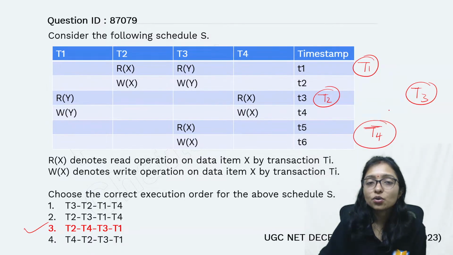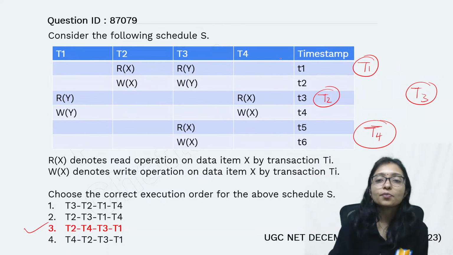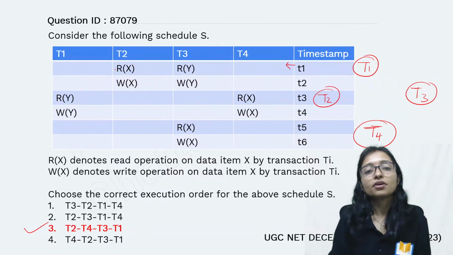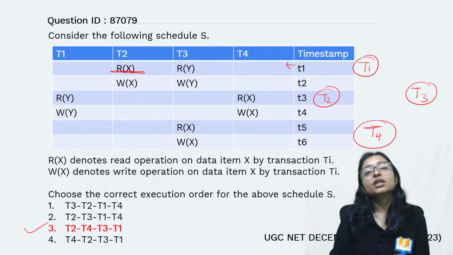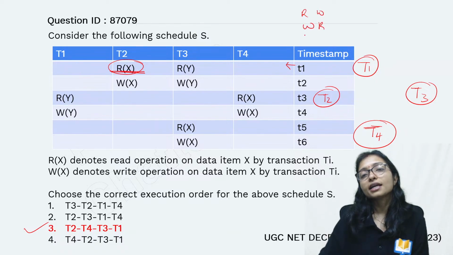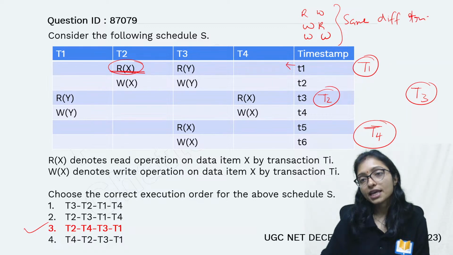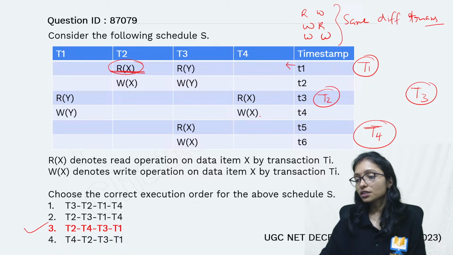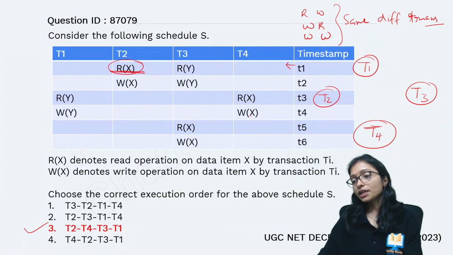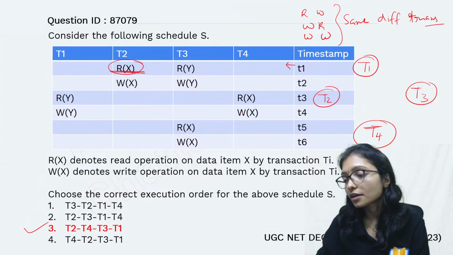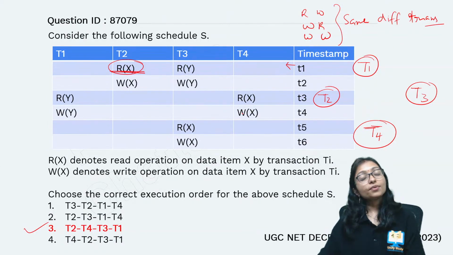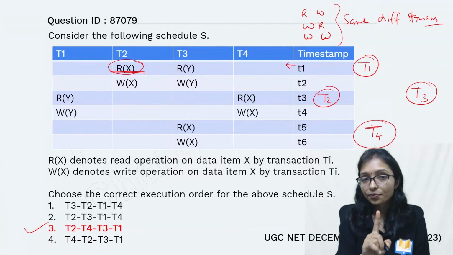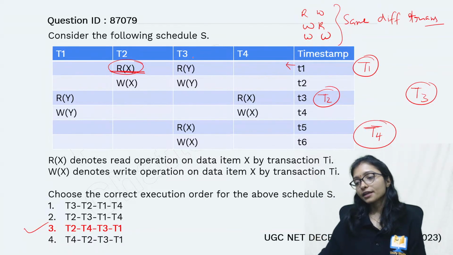Yes. Here T1, T2, T3, T4. How to do it? You have to start from the first timestamp. In the first timestamp, T2 is reading the data. Conflicting pairs mean read-write, write-read, and write-write. That should be on the same data and different transactions. Always the same data, and the transaction should be different.